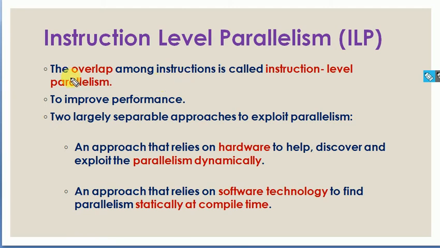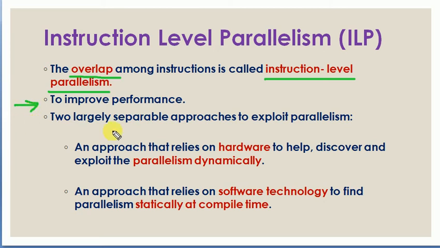The overlap among the instructions that are part of a pipeline is called instruction level parallelism. As the name indicates, different instructions are executed in parallel at the same time by using different stages. It is used for improving the performance of the entire computer system.